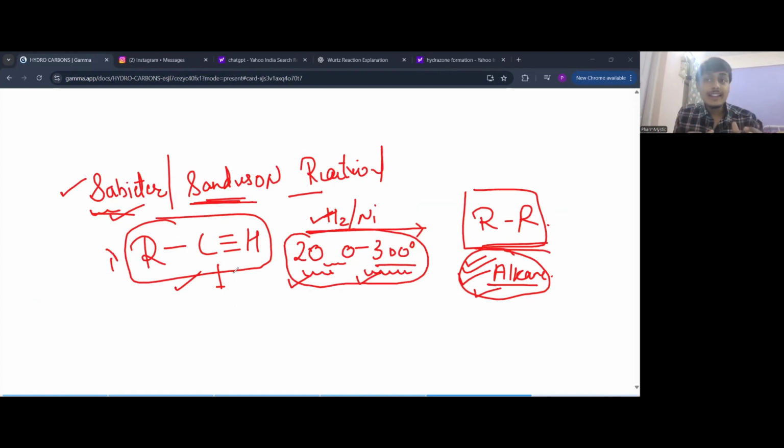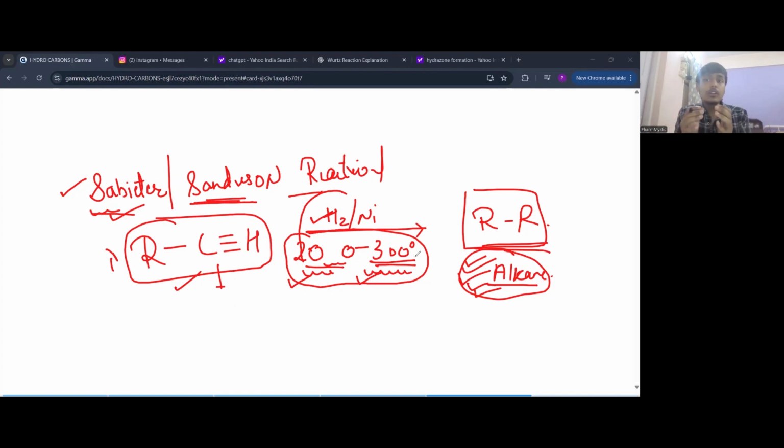So here comes the final and last name reaction of alkane, that is Sabatier and Senderens reaction. Here the starting material we use is alkene or alkyne to get the final product alkane. The reagents are H2 and nickel at a very high temperature of 200 degrees Celsius to 300 degrees Celsius. So these were the 5 important name reactions whose end product was alkane.